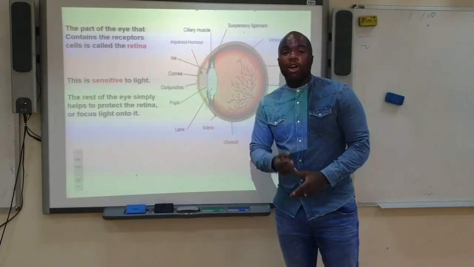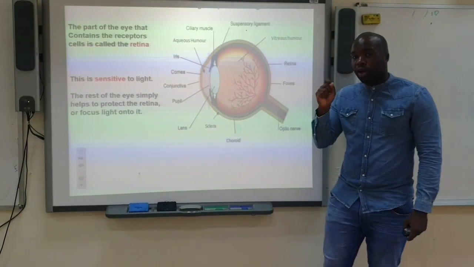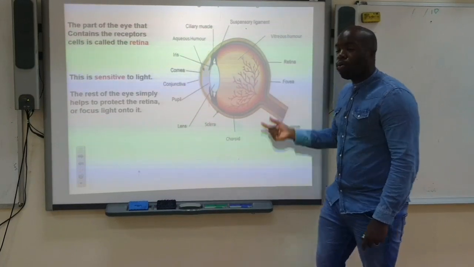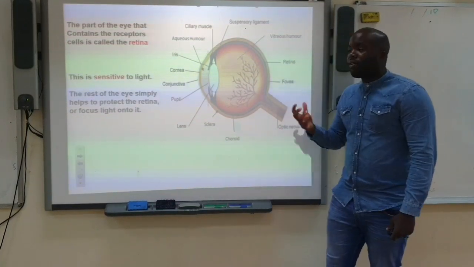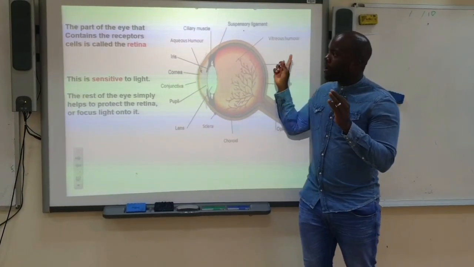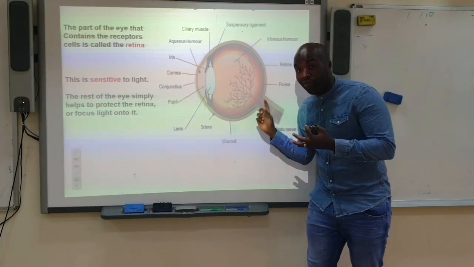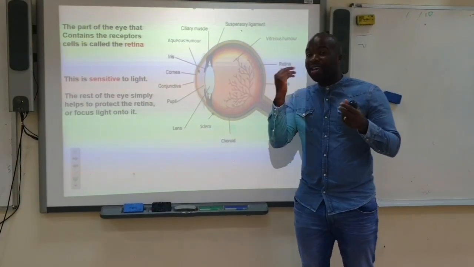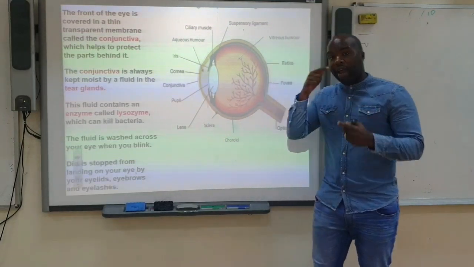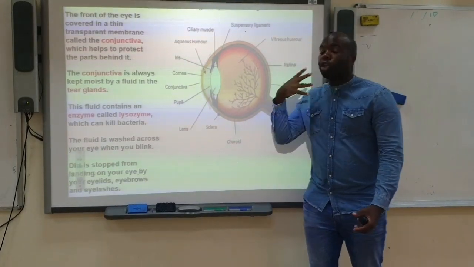Now, the part of the eye that contains the receptors. Don't forget we said the eye is a sensory organ. The part of the eye that contains the receptors is known as the retina, and it's towards the back of the eye. Now, it's very sensitive to light. And the other structures are simply involved in either protecting the retina or focusing light onto the retina. Now, the front of the eye is covered in a thin transparent layer known as the conjunctiva.